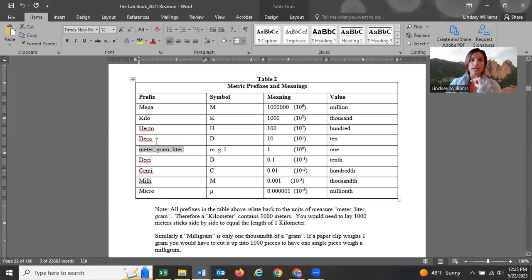A deca meaning 10, a decameter has 10 meters. So 10 to the 1 is 10. 10 to the 2 is 10 times 10, that's 100. 10 to the 3 is 10 times 10 times 10, which is 1,000. Now, important to notice, when we get up into these higher values, we go from an exponent of 3 to an exponent of 6. So that is 3 orders of magnitude greater.